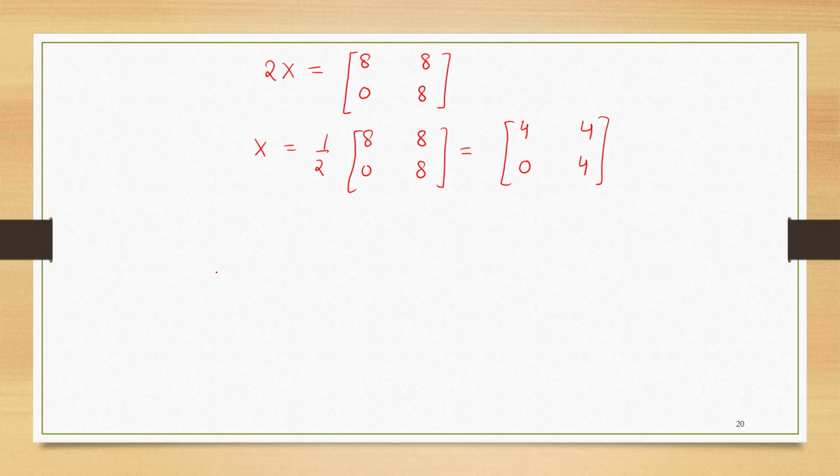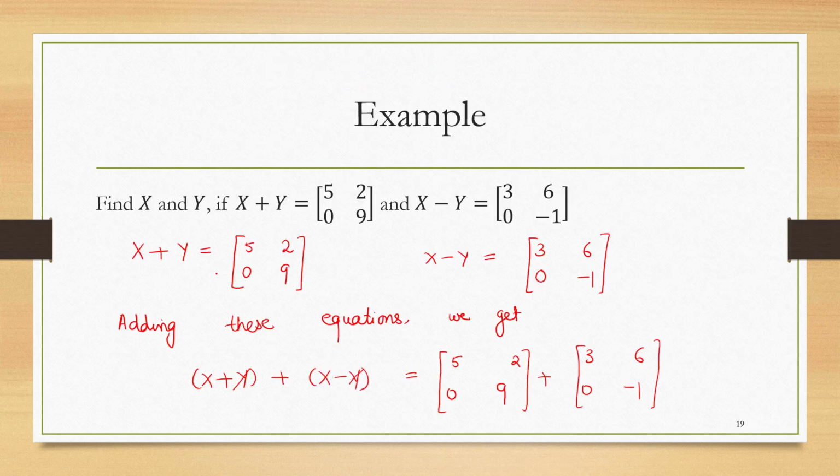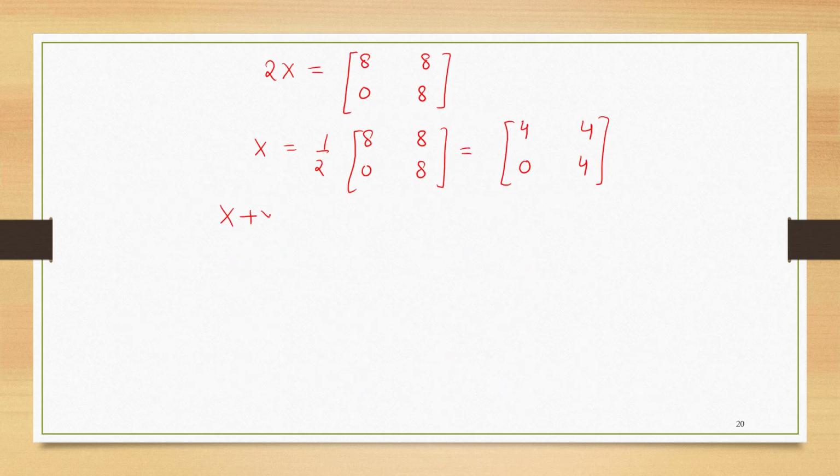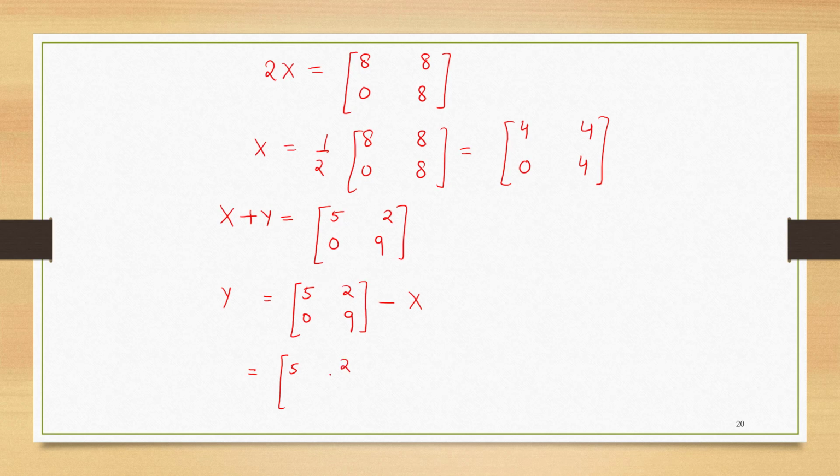Now we need to find the value of matrix Y. For that, see, X plus Y is 5, 2, 0, 9. We need to find Y. So we keep Y on the left and we take X to the right side. So this would be negative of X. That is 5, 2, 0, 9 minus X, which is 4, 4, 0, 4. So we get 5 minus 4, 1, 2 minus 4, minus 2, 0 minus 0, 0, 9 minus 4, 5.